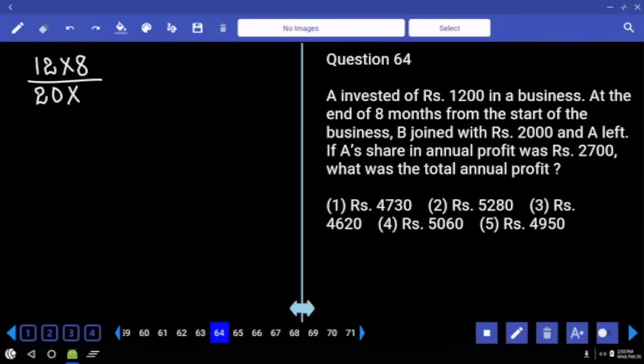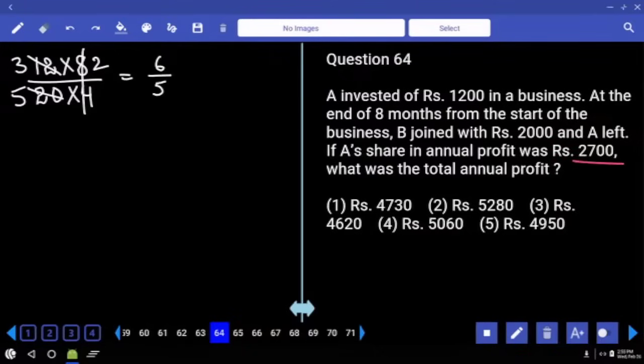A is there for, and at that time only B joined, right? They are talking about annual profit. So business happened for only 12 months. Out of 12 months, 8 months A is there. Once A left, B joined. B will be there for 4 months. 12 into 8, 20 into 4. So profit sharing ratio is equal to 6 by 5.